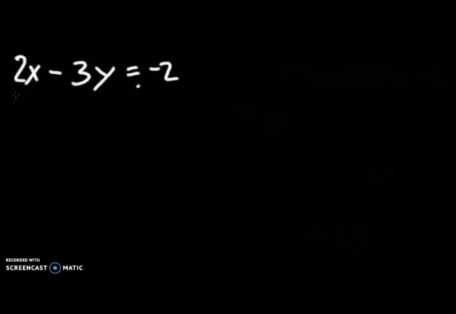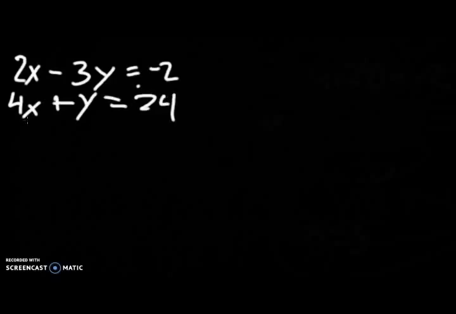2x minus 3y equals negative 2, and 4x plus y equals 24. Now we're going to deal with the positive line because it's a lot easier and it's going to make our lives easier.